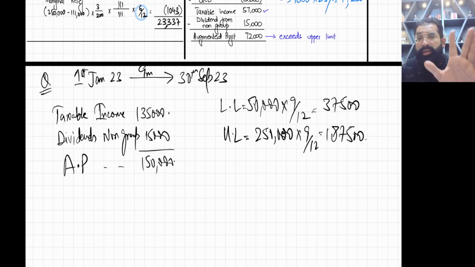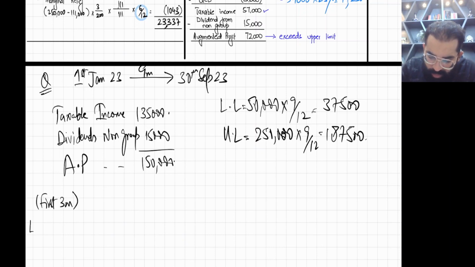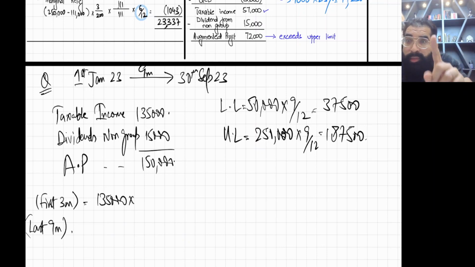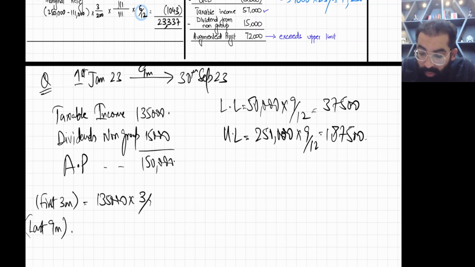Now, if you are active, you can see that in these 9 months of accounting period, 1st January 23 to 30th September 23, the first 3 months fall in financial year 22, before 1st April 23, and then the last 6 months fall after 1st April 23. So I have to calculate like this: first 3 months and then last 6 months. Now, 135,000 is the taxable income for 9 months. Basic maths should be strong. It's not for 12 months now, it's for 9 months, so into 3 upon 9, not 3 upon 12. Multiply by the tax rate in the previous financial year, which was 19%.